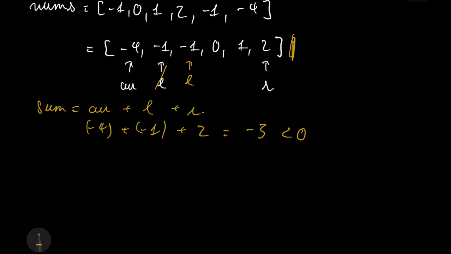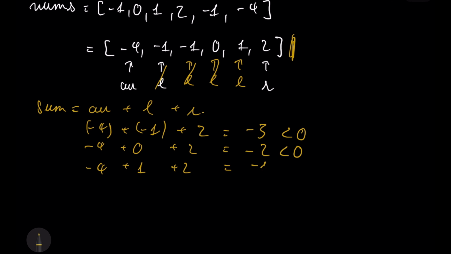At this point, we have -4, which stays the same, so we know that the sum is still -3. So we move the left pointer again. Now the left pointer is pointing to 0. We do -4 plus 0 plus 2, which is -2, and it's still smaller than 0. So we move the left pointer again. When the left pointer is at 1, we calculate it again with 2 here, and it's -1. It's still smaller than 0.